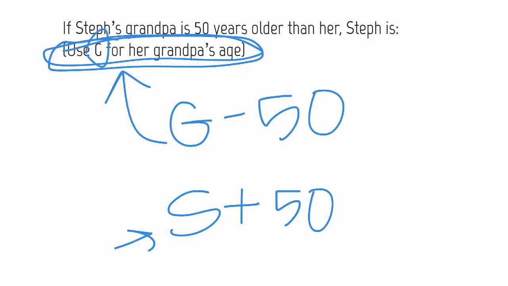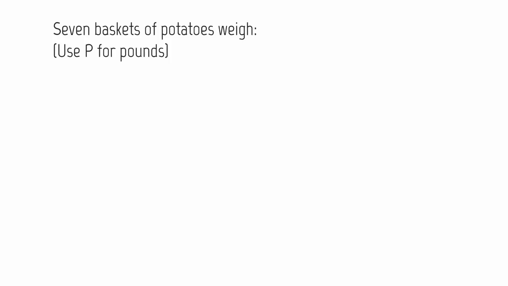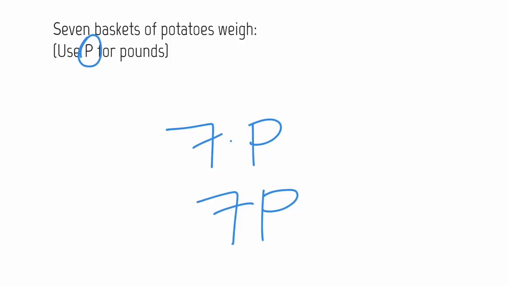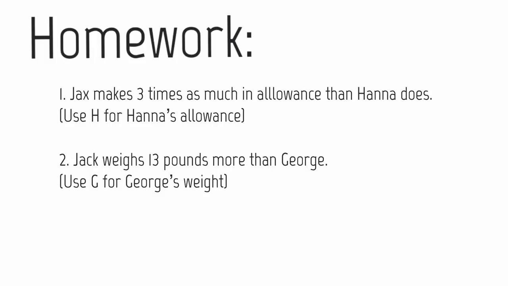And remember, the variable just means the letter. If the letter they want to use is given to you, or if you get to make it up on your own. 7 baskets of potatoes weigh how much? So we're going to take P for pounds. And the question is 7 baskets of potatoes weigh how much? So we're taking the pounds and we're going to multiply that by 7. You can either do 7 times P or just write 7P because remember a letter next to a number automatically means to multiply.